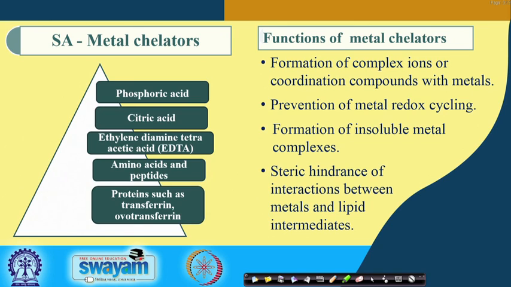The metal chelator secondary antioxidants include compounds like phosphoric acids, citric acid, ethylenediaminetetraacetic acid, amino acids, peptides and proteins such as transferrin or ovotransferrin etc. The metal chelators function by the formation of complex ions or coordination compounds with metal, prevention of metal redox cycling, formation of insoluble metal complexes, or by steric hindrance of interactions between the metals and lipid intermediates.